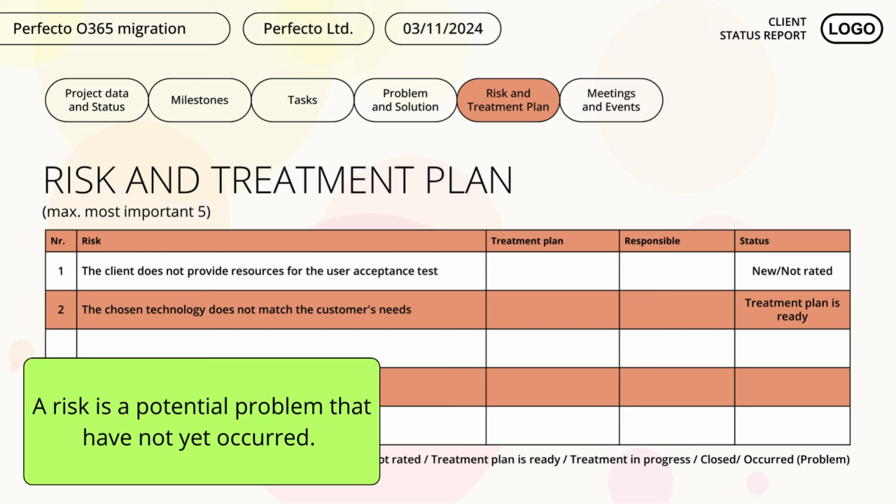If the risk originates from the client side, we need to communicate and collaborate with them to find a solution and prevent the risk from materializing. If the client cannot take adequate measures, we should inform them promptly about the potential consequences, such as project delays.